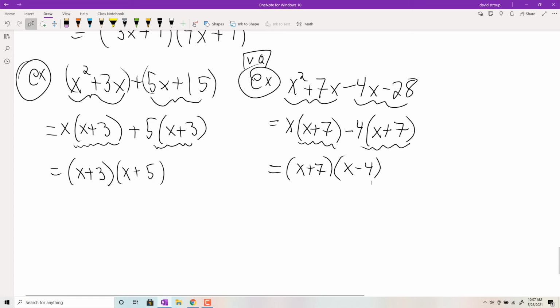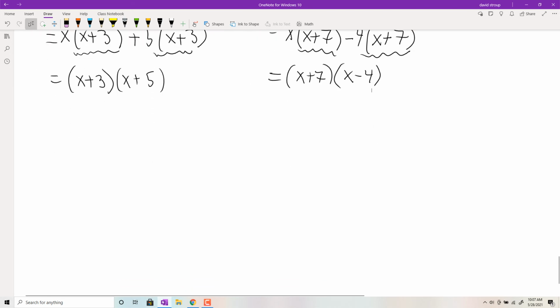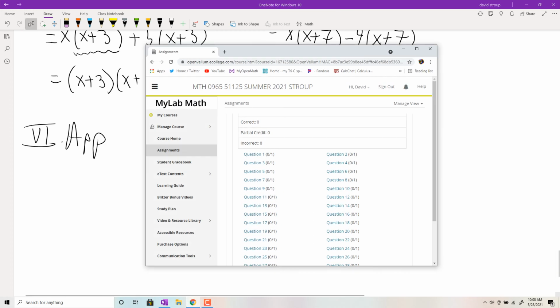Let's look at the application. And there's a similar application in MyMathLab. So I think we're going to go look there at the applications. That's usually a good idea. Okay, so let's go into MyMathLab.